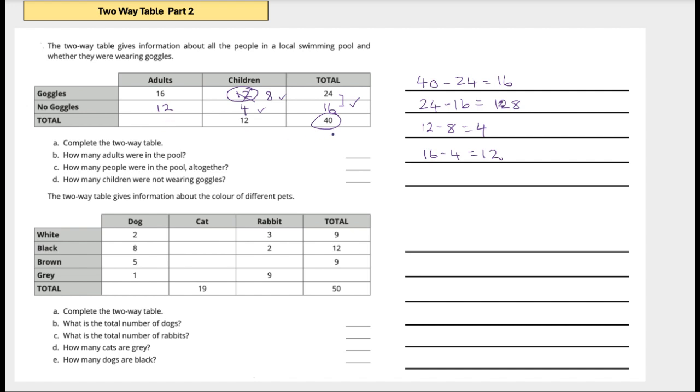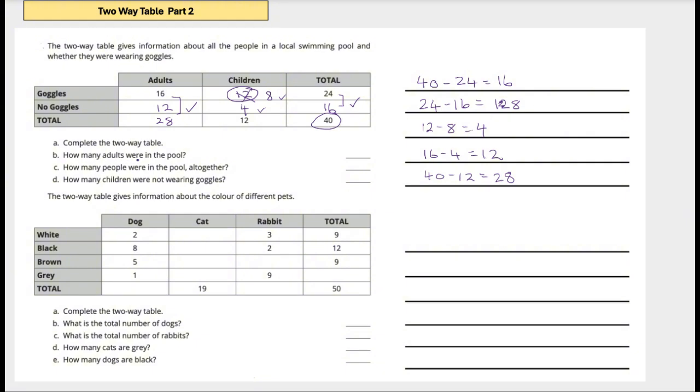So what we will do first is go to this: 40 subtract 12 is 28. Let's check that it all adds up to 28. 10, 20, 28. So I know that adults with no goggles is 12. So I'm really happy now that we filled it in correctly. Checking our answers is perfect for these kinds of questions. So now we've filled it in, we're going to answer our questions.